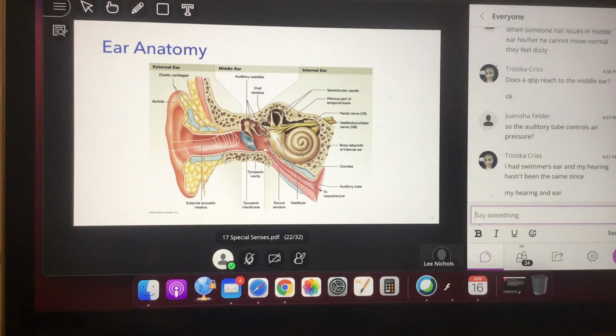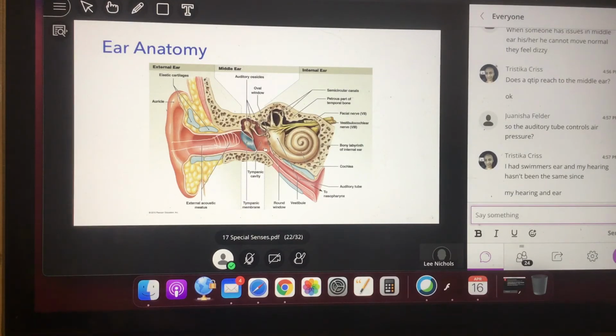So it's really common for people that have regular sinus infections and pharyngitis to get middle ear infections. Like I said, that tube is a lot shorter in children, so middle ear infections are much more common in children than they are in adults. And a lot of kids that have frequent otitis media will grow out of it just because the bones get bigger and that auditory tube gets longer as we grow.